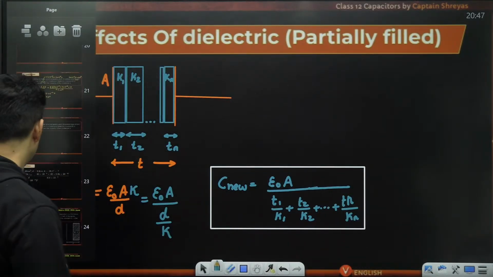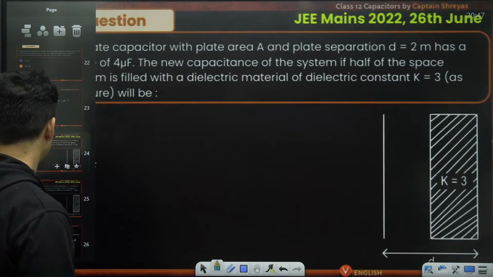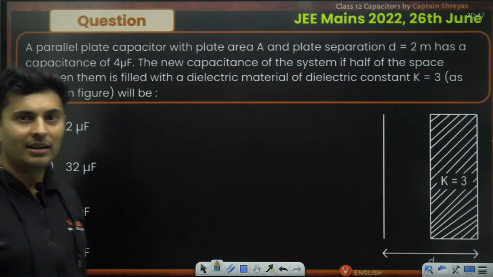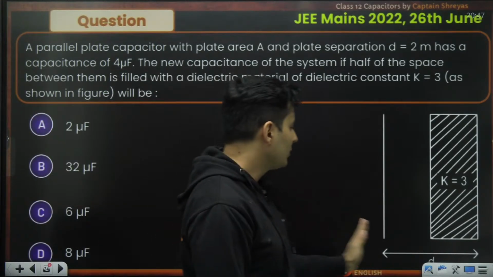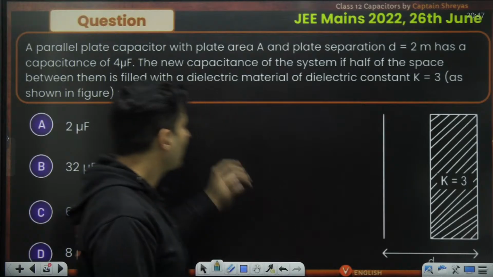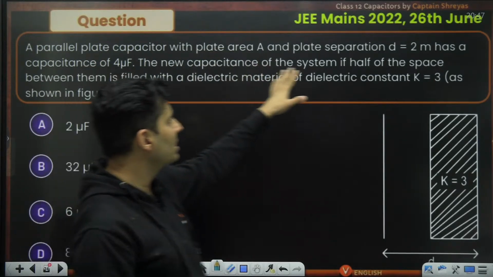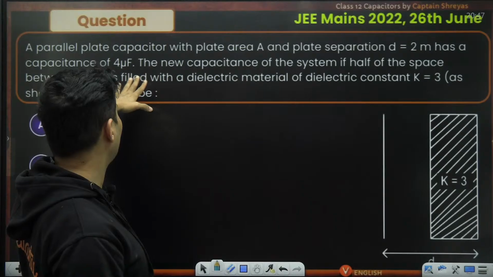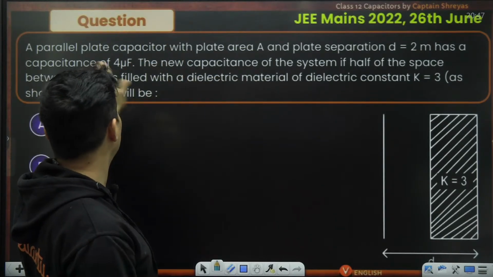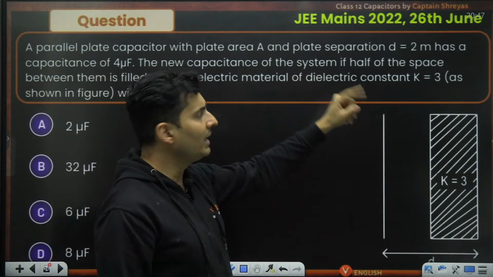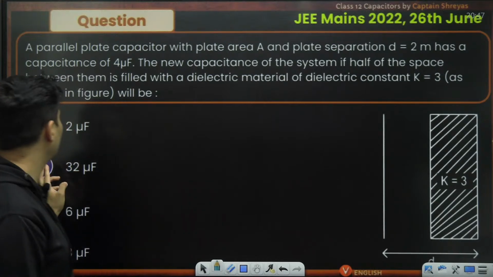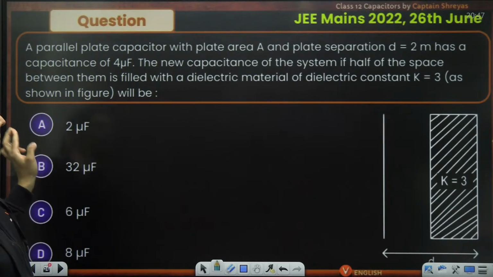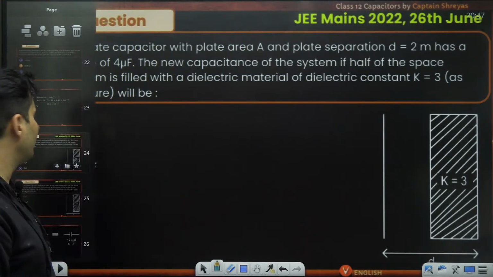Moving on to the next question. See, this is a partially filled dielectric. It is not filled completely in between. As you can see, the separation is 2 meters and the capacitance is 4 microfarad. The new capacitance will be when you fill it with a constant of k equal to 3, such that half of its space is filled in between, like that.